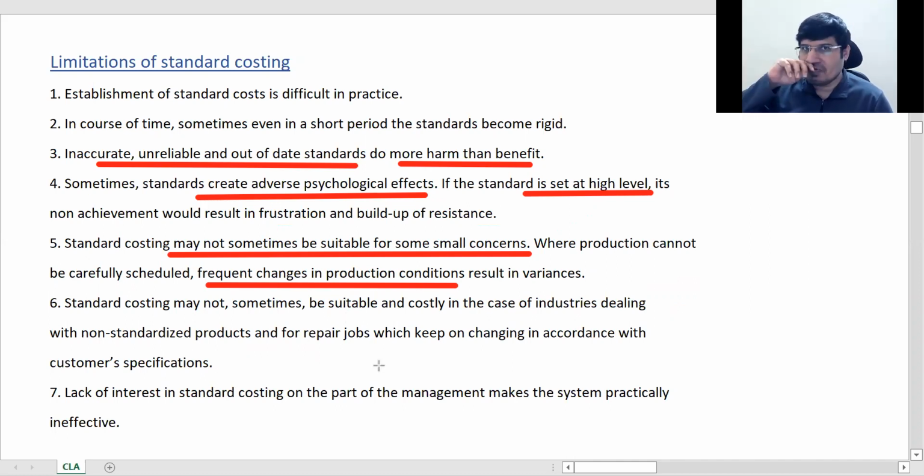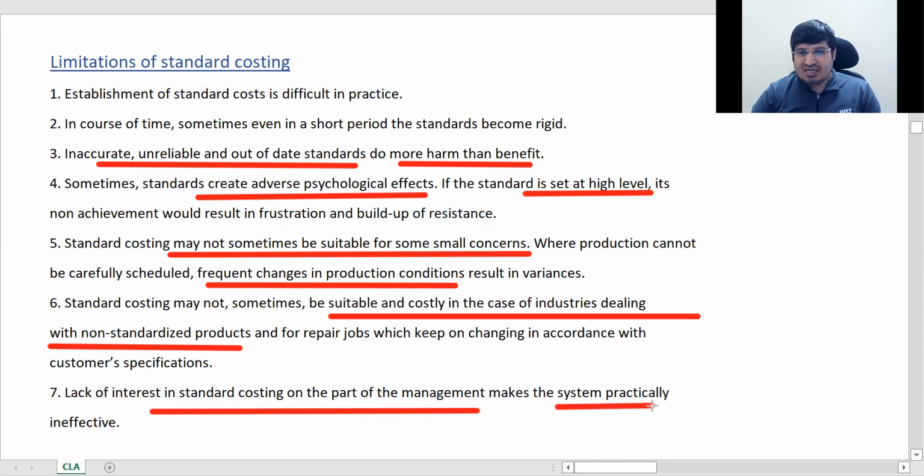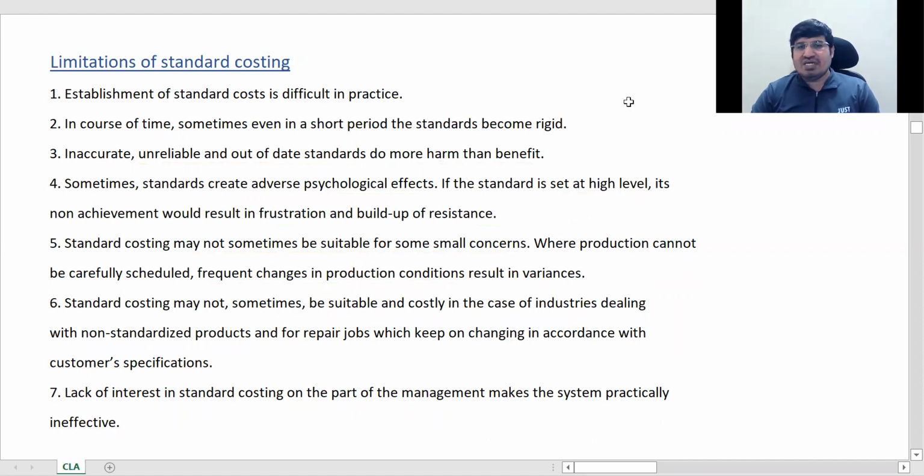Just remember 5 points out of this, whichever 5 you feel you can remember well. It will be costly for industries dealing with non-standardized products. Where your products are such that, like in job costing, each job is different, you cannot set standards for such varying production. So for such industries it is not applicable. Lack of interest on the part of management will make it ineffective. This is one easy point. Always remember this. So these are some points of advantages and limitations of standard costing.